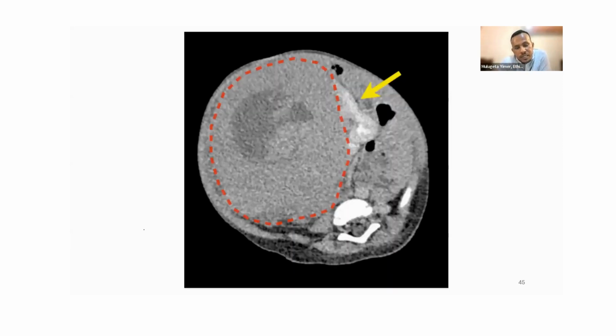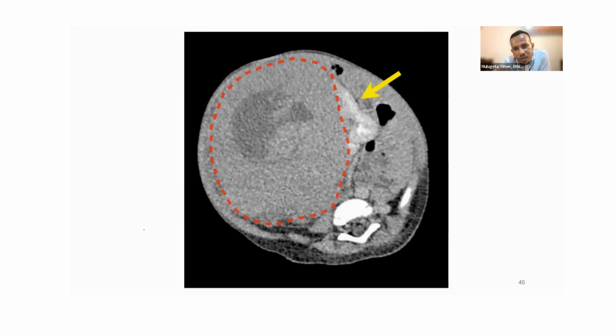But if you do more advanced tests like ultrasound and CT scan, you can have a better picture. Like the same patient, when it goes into CT scan, you can have a claw sign. The red dots outline a huge renal mass, and mostly solid.